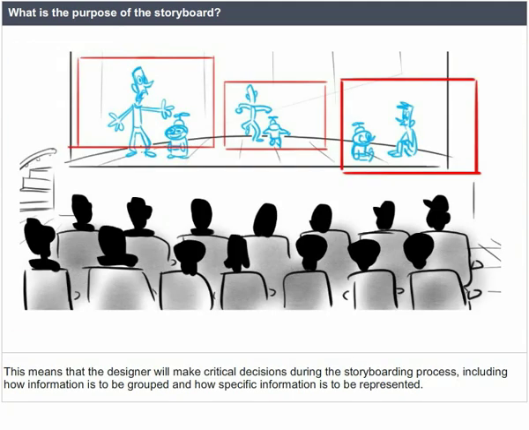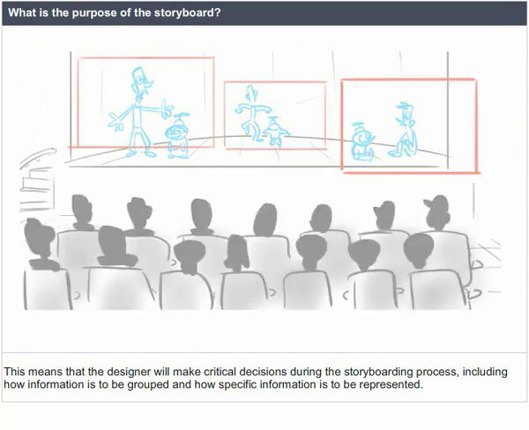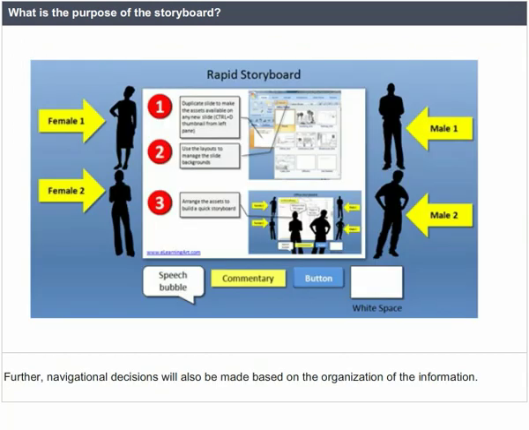This means that the designer will make critical decisions during the storyboarding process, including how information is to be grouped and how specific information is to be represented. Further, navigational decisions will also be made based on the organization of the information.